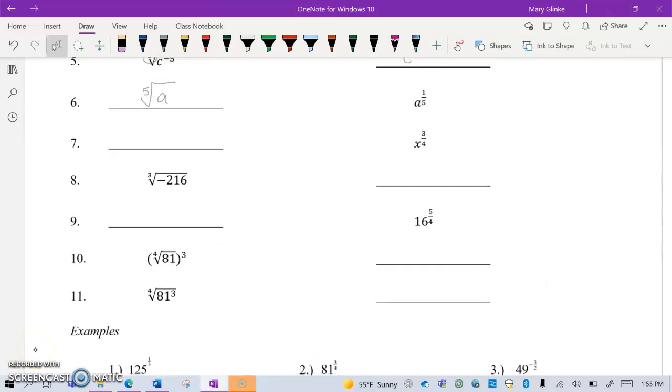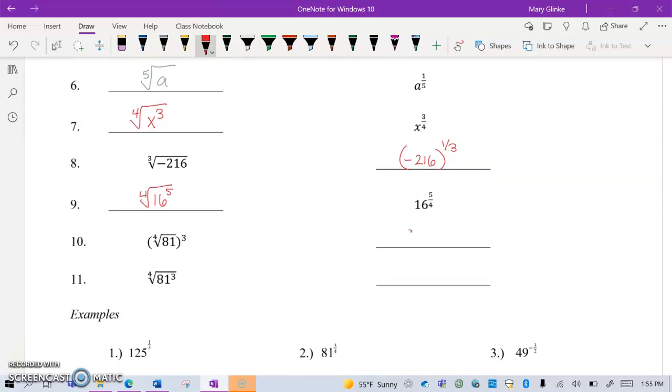For the rest of these, you can either try them yourself or keep going with me. Either way is fine. For number 7, x to the 3/4 is the fourth root of x cubed. Number 8, -216. Negative 216 has to be in parentheses here because that entire quantity is being raised to the 1/3 power. For number 9, we are looking at the fourth root of 16 to the 5th power. Number 10, you have 81. You have 4 as your denominator, and then 3 is going to be your numerator.